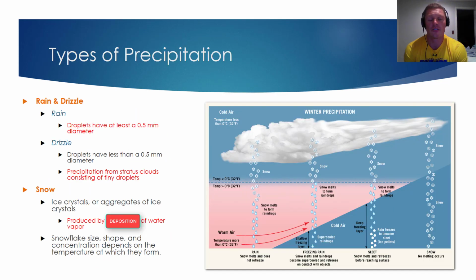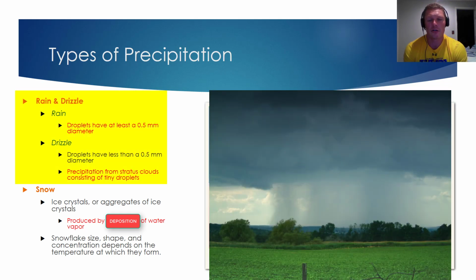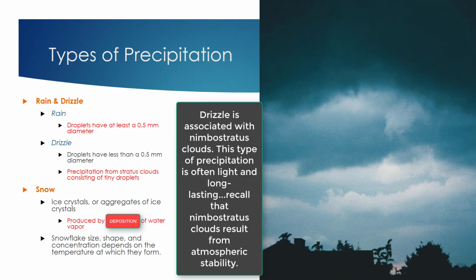I'd like to now overview the types of precipitation. The first two types that we'll talk about are rain and drizzle. There's a very subtle difference between rain and drizzle, and it's important that you know it. Rain droplets will have a diameter of at least 0.5 millimeters, whereas drizzle droplets will have a diameter of less than 0.5 millimeters. Drizzle is precipitation from stratus clouds that consist of very tiny droplets.